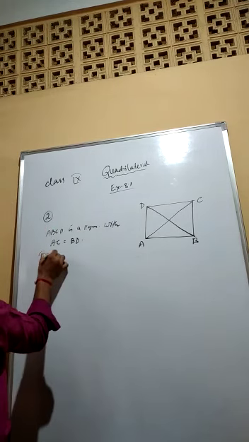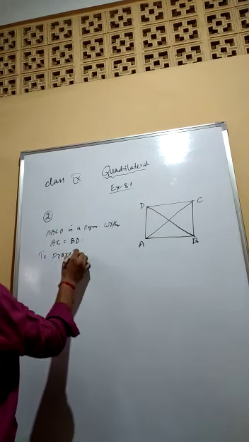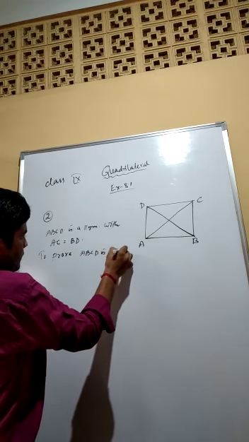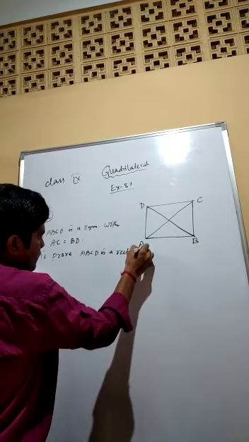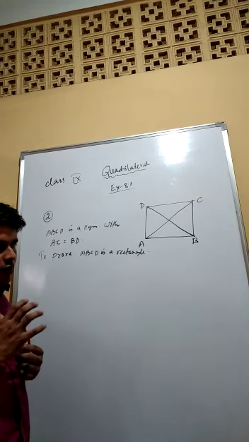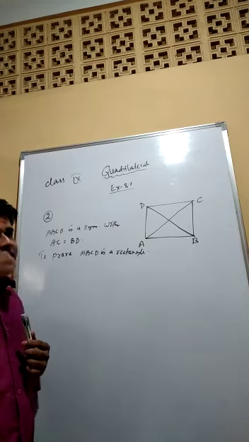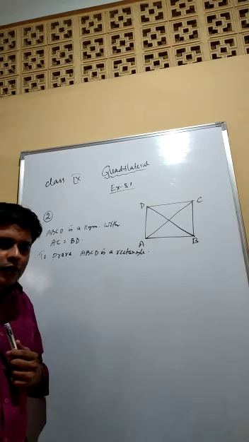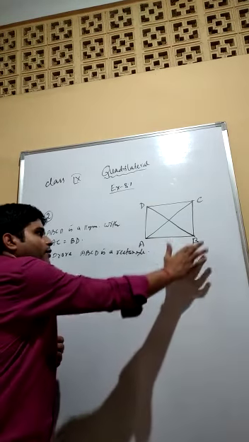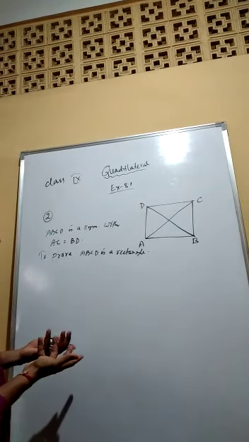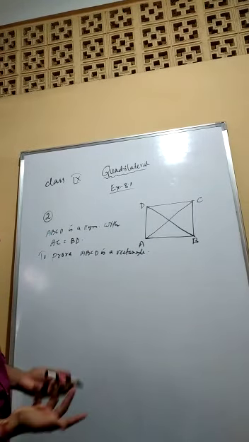So to prove ABCD is a rectangle, how to prove that? What is the definition of a rectangle? First of all, it is a quadrilateral. No doubt ABCD is a quadrilateral. It is given, obviously, four sides, and all the sides are straight lines.